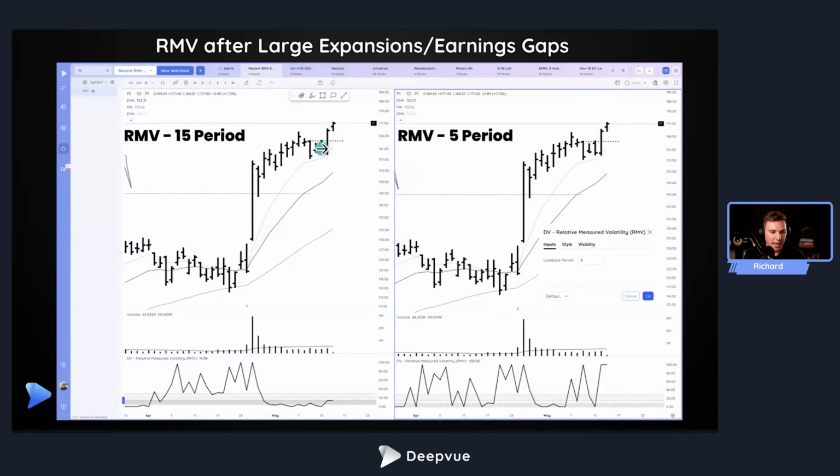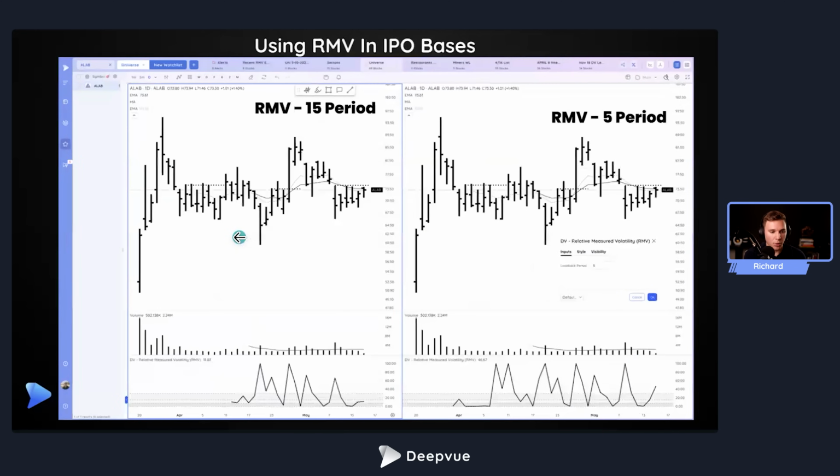But if you're just using a 15 period RMV, you can see that everything is kind of flatlined after this big move up, because it's still taking into account this large expansion here, and that's setting the standard. And although it's still declining RMV during this tight range, it's not quite as obvious as a 5 period. So to sum it up, the two situations where I'll switch the RMV period to 5 is after a really large earnings gap or during an IPO base. And that's for different reasons.